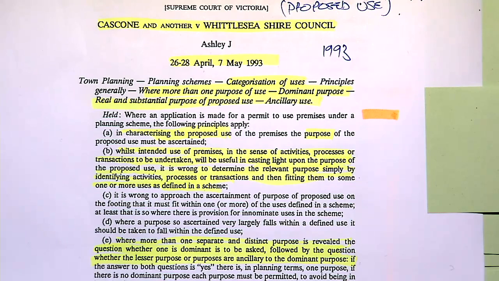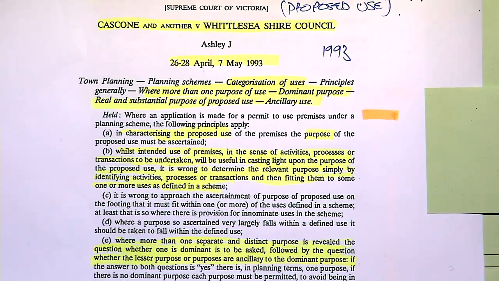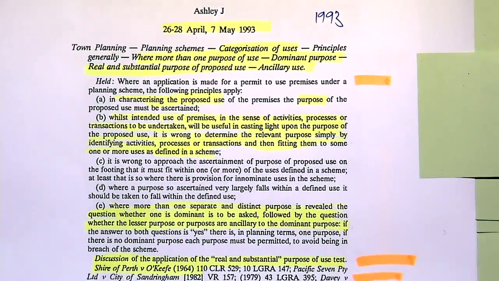VCAT, and someone has appealed on a matter of law. Someone said this is not a proper legal approach. You've essentially broken or misinterpreted something in a legal sense. So this was 1993, and there's a number of things that come out of this case.